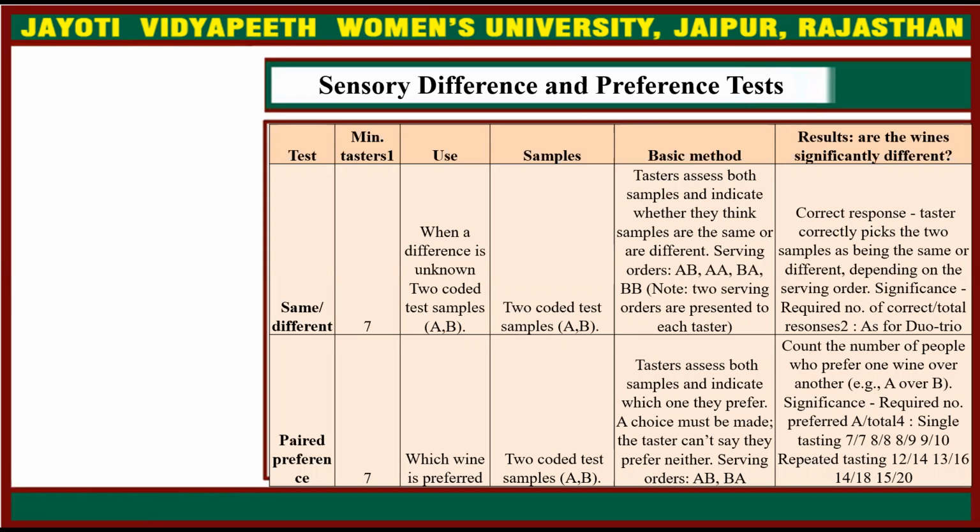Tasters assess both samples and indicate which one they prefer. A choice must be made. The taster can't say they prefer neither. Serving orders are AB and BA. Count the number of people who prefer one wine over the other.